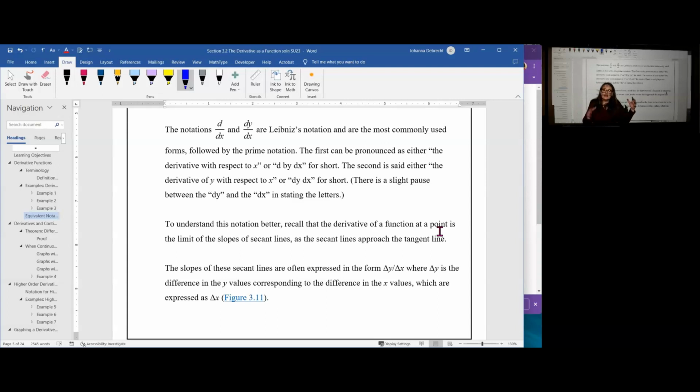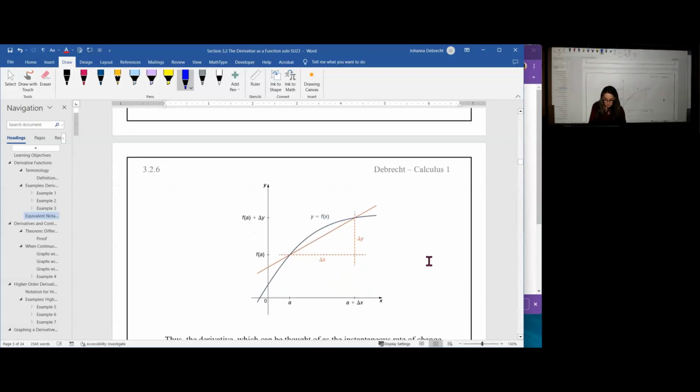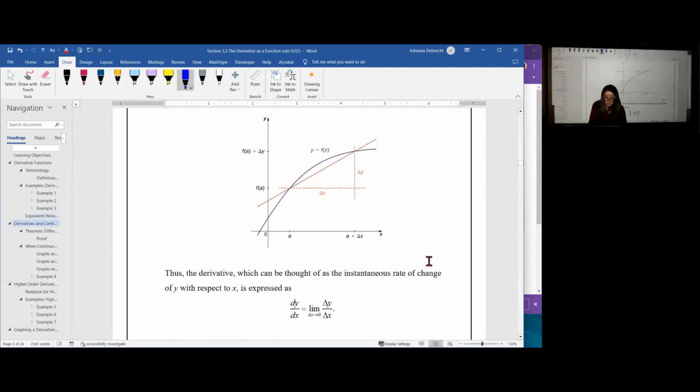Now, let's bring this back to our talk about the slopes of secant lines so that we can relate this to the slope of the secant line. When we look at the graph, remember that the derivative is the limit as the secant lines get closer and closer to the point that we want to evaluate the slope of the tangent line at.